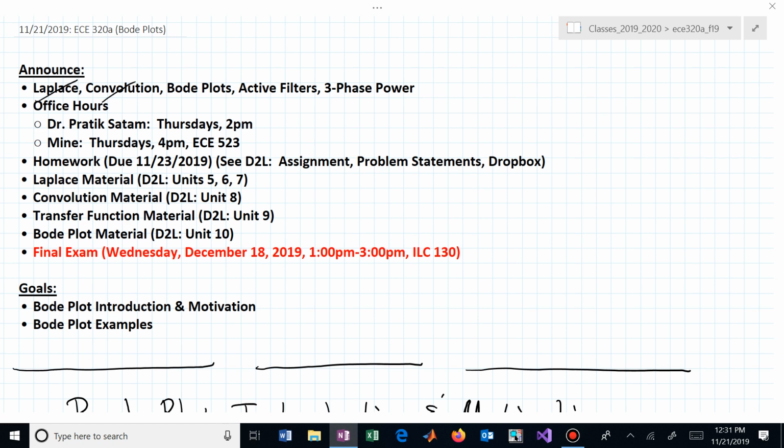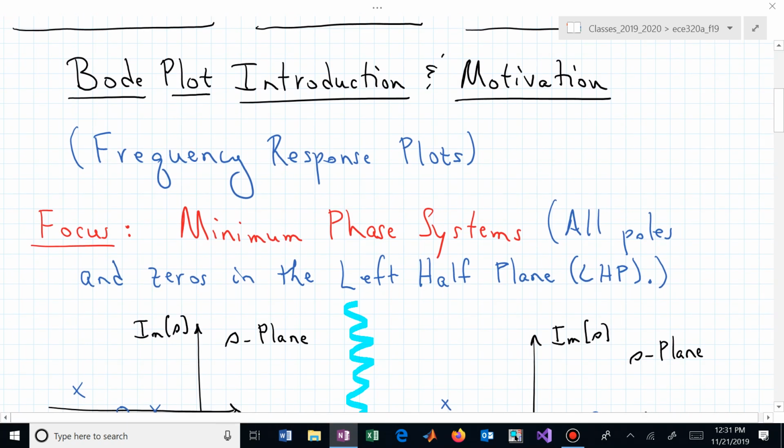Today I want to spend most of the time just stepping through some example Bode plots. I don't know that I have time to step through very methodically the different types of basic systems that we could then look at. So I'm going to just combine a couple of types into multiple transfer functions and talk my way through that. You can go back and fill in the details from Unit 10 material for Bode plots.